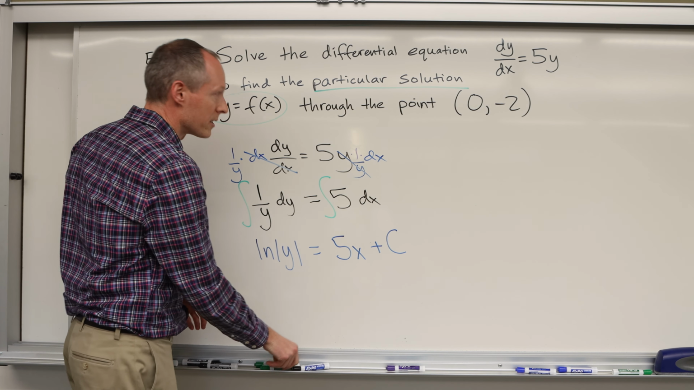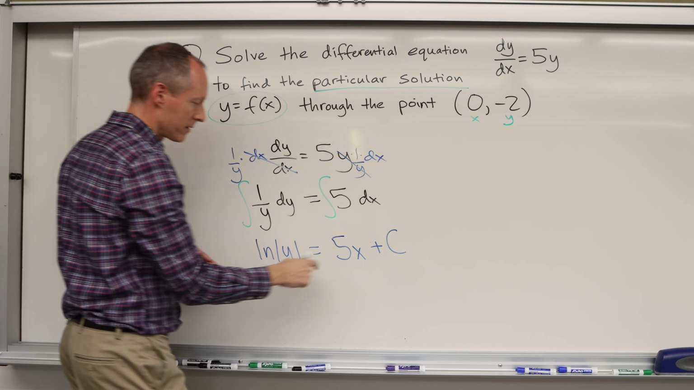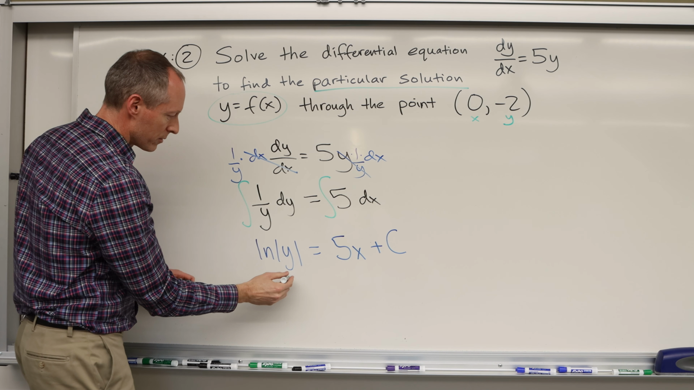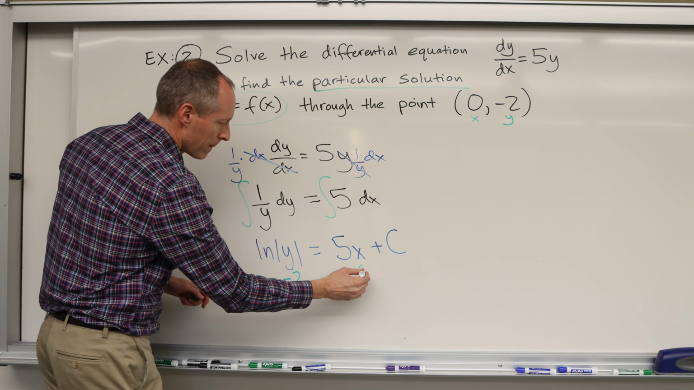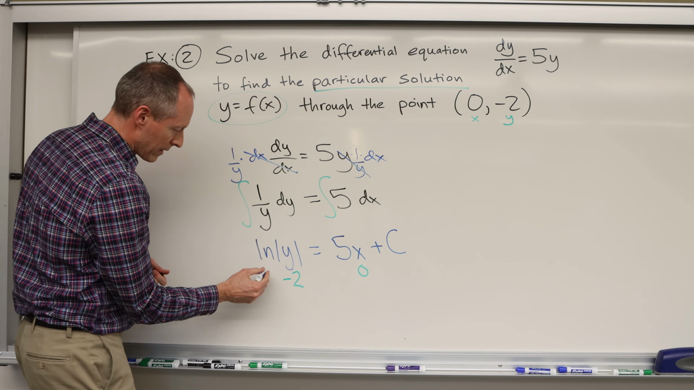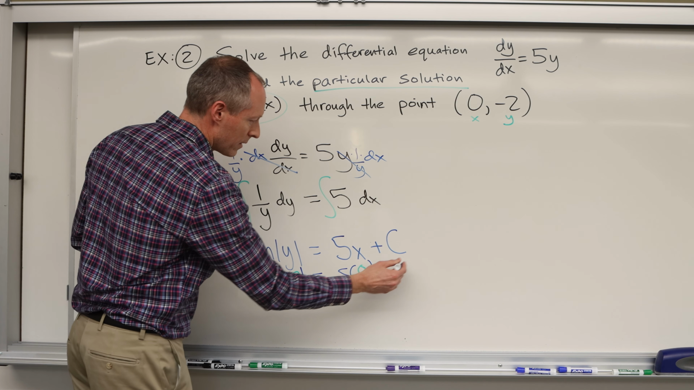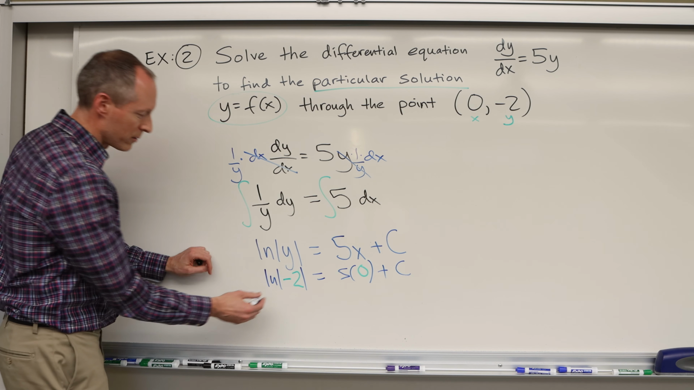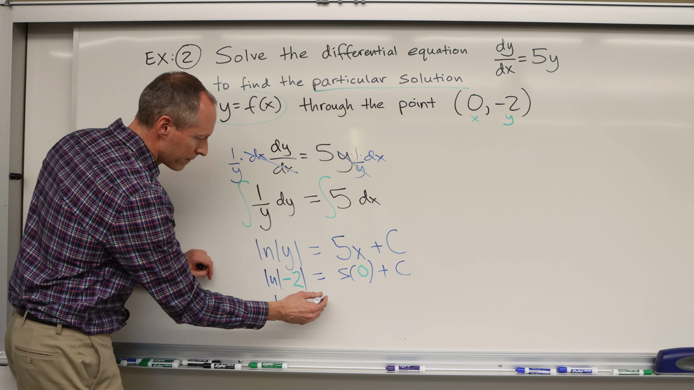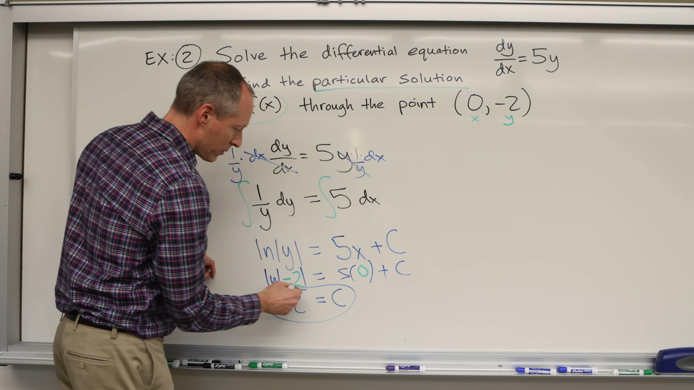We're going to hesitate, initiate, look at our initial value, x and y. So we plug in x is 0, plug in y is negative 2. So I'm going to do this in green and go back to the blue. So we have ln, absolute value of 2, equals 5 times 0 plus c. Absolute value obviously brings that out as positive, and then that's 0, so it goes away. So c equals ln of 2.